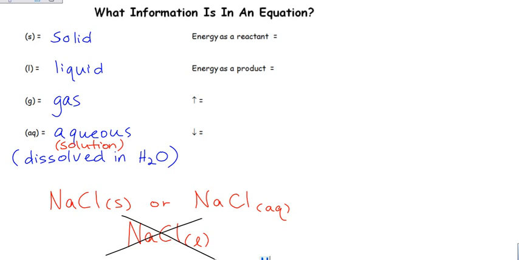I kind of mentioned energy, that you could have energy as either a reactant or a product. If energy is a reactant, the reaction is endothermic. If it's a product, the reaction is exothermic. In the lab, if I know a reaction is supposed to be exothermic, and I touch the outside of my beaker or test tube, it should feel warm to the touch. I should feel that energy being released.